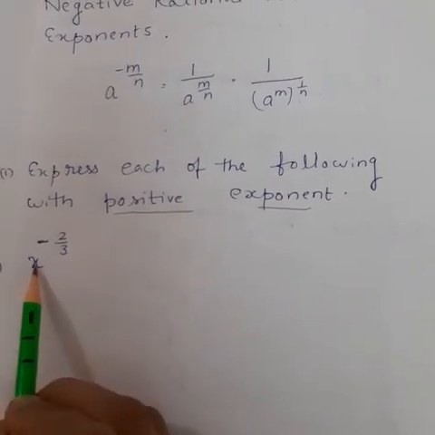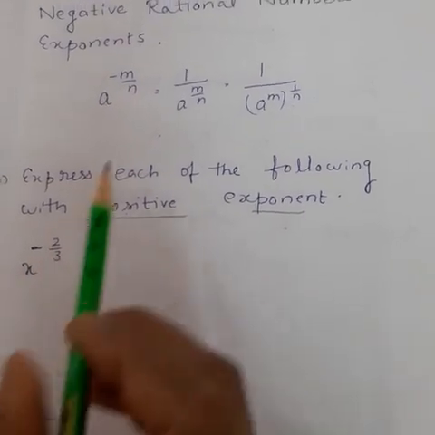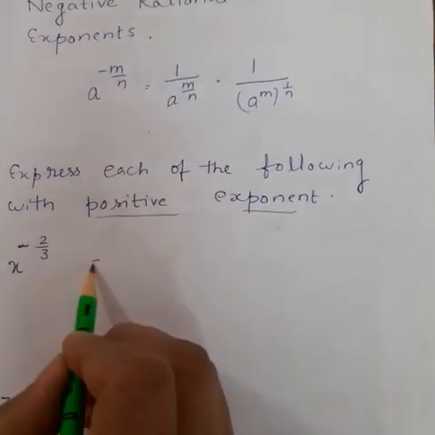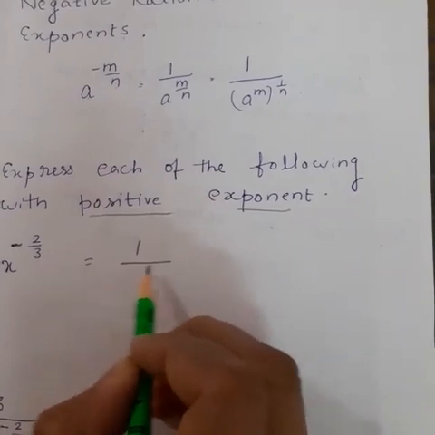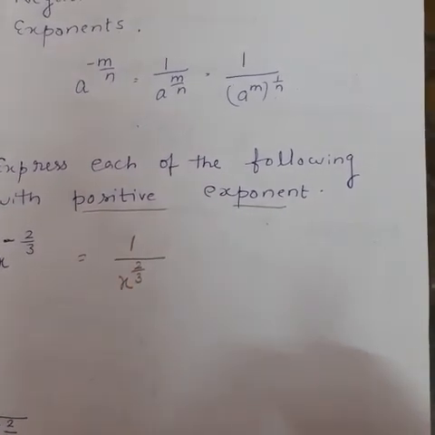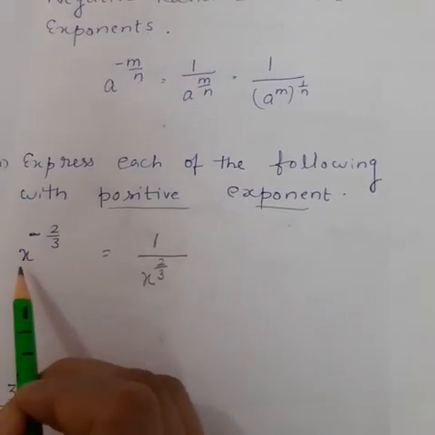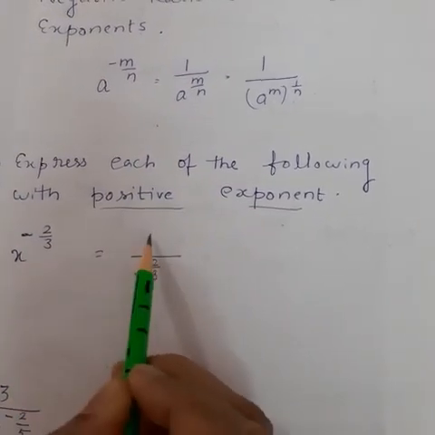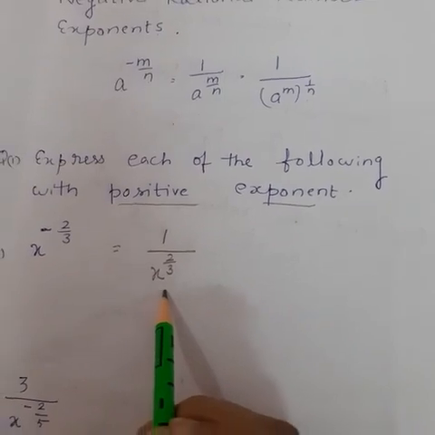First question is x to the power minus 2 by 3. So by using this rule, we can write this number as 1 by x to the power 2 by 3. That is, we have to take the reciprocal of the base. So this is the answer for this one.